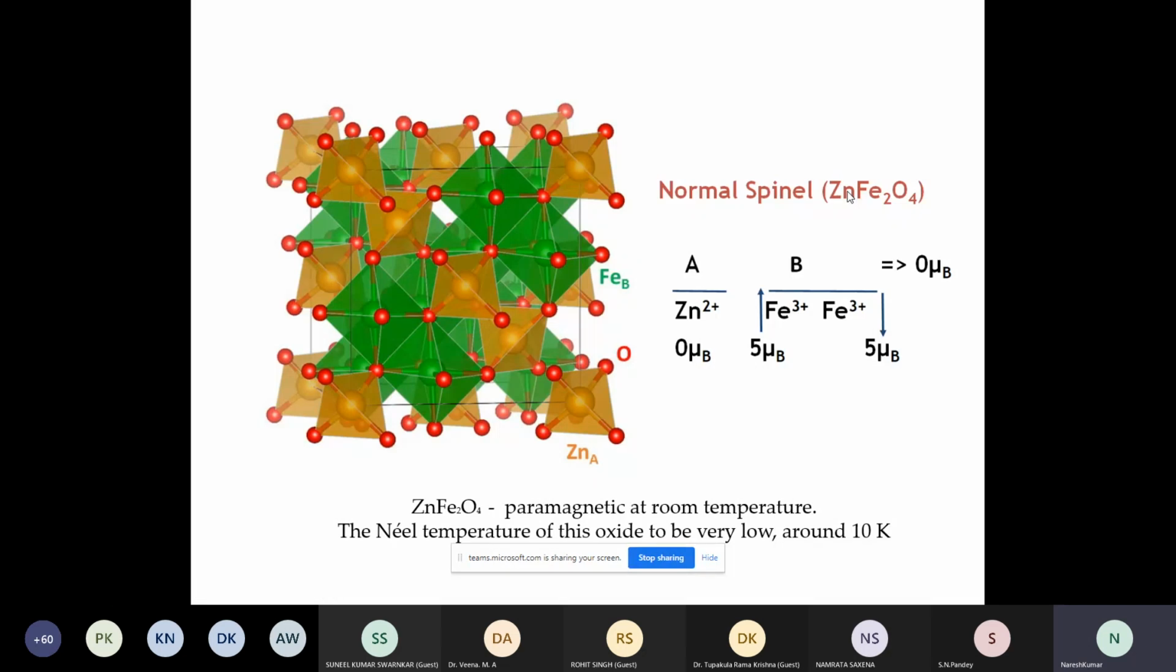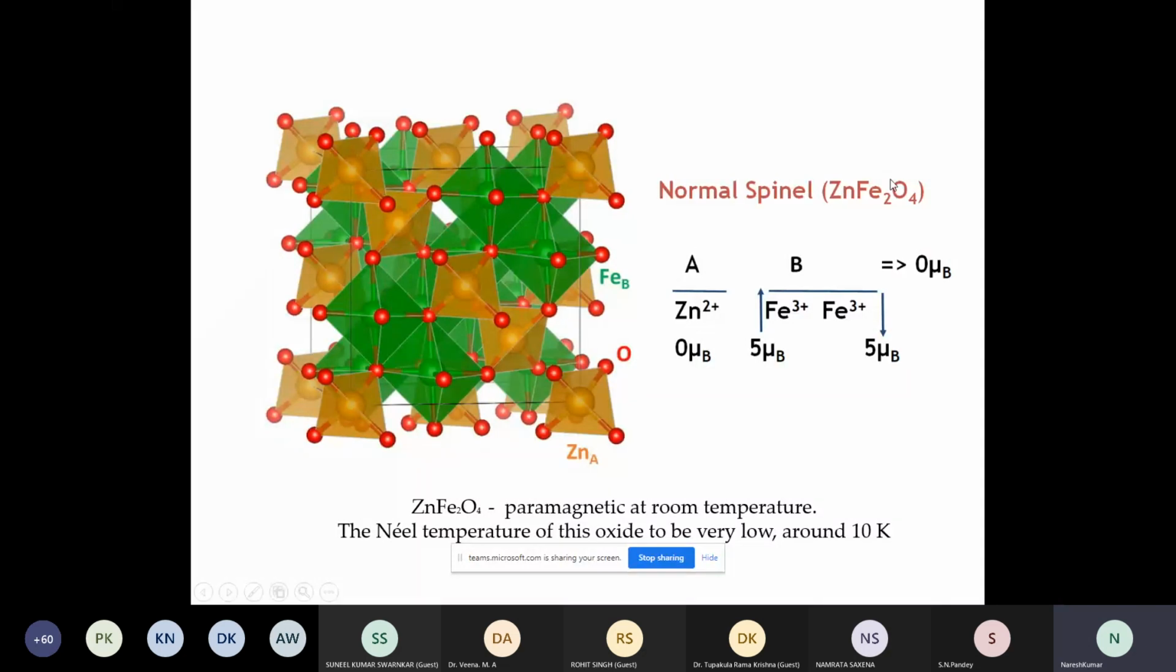So if I take a case of normal spinel, it's zinc ferrite. In zinc, zinc is in 2+ state. 2+ means it has d0 configuration, right? All d subshells are filled because the 4s2 electrons are out. So here all electrons are in paired state. All zinc divalent atoms are in the A side, right? If that is the case, then zinc 2+ will not contribute to magnetization because there is no unpaired electron available, so it will give you zero magnetic moment.